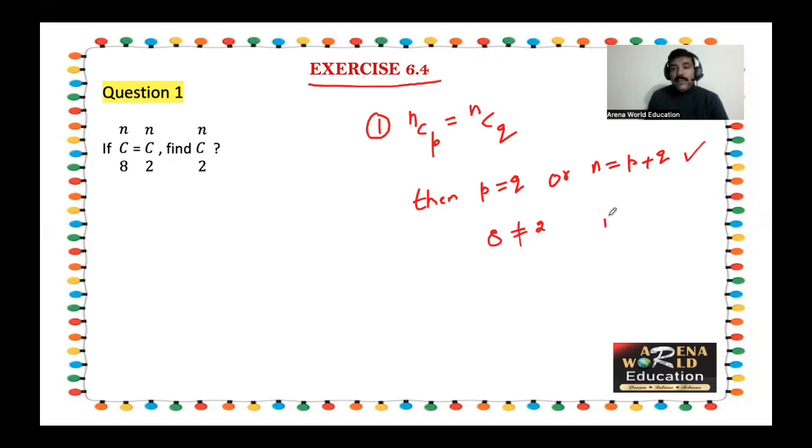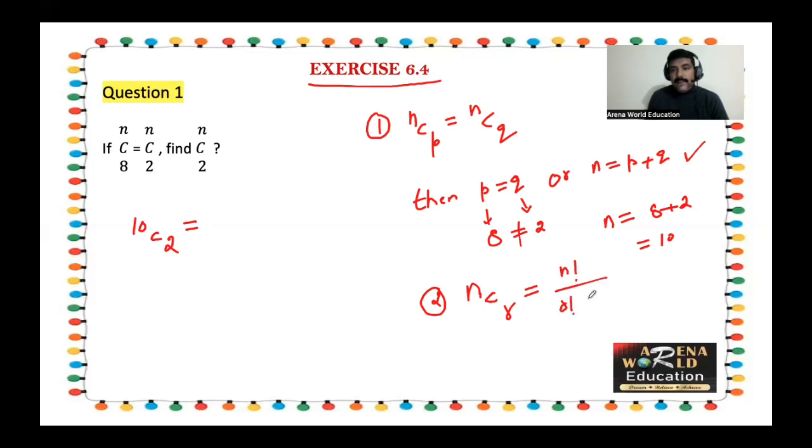It means what will be the value of n? Here p is 8 and q is 2, so n will be 8 plus 2, 10, right? So now we want to find nC2, means we will find 10C2, right? And I'm writing that formula again. We had already discussed this formula in class: nCr will be n factorial divided by r factorial into n minus r whole factorial, right?